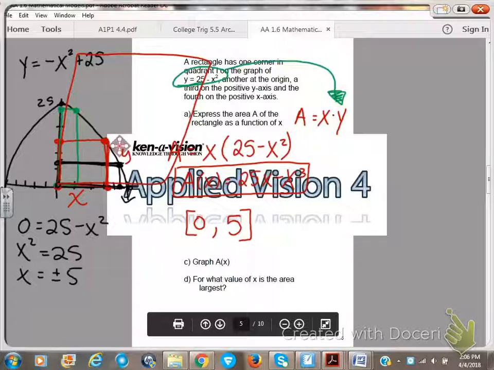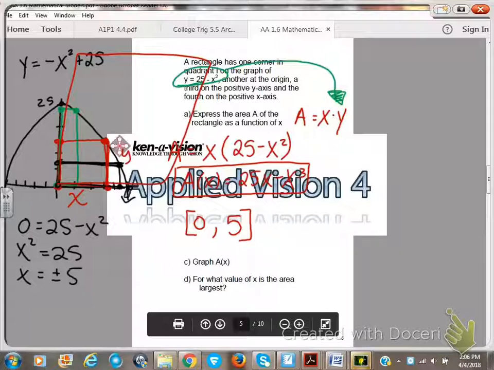Now part C says graph A of x. So that beautiful equation we just came up with, 25x minus x cubed, I'd like you to graph it, please. Oh, that window's all kind of off. What do you need your window as? Well, we're going to have to figure that out. It might have to end up being bigger. We'll see.